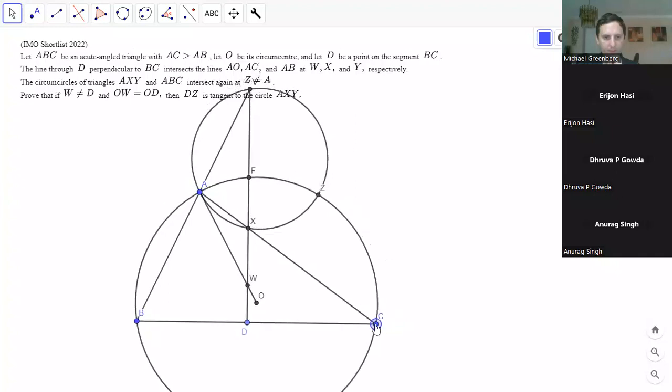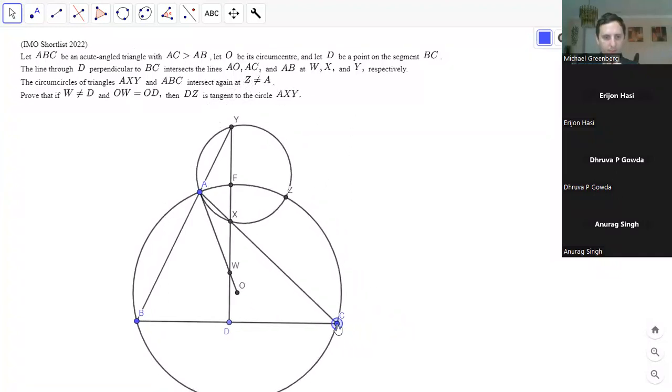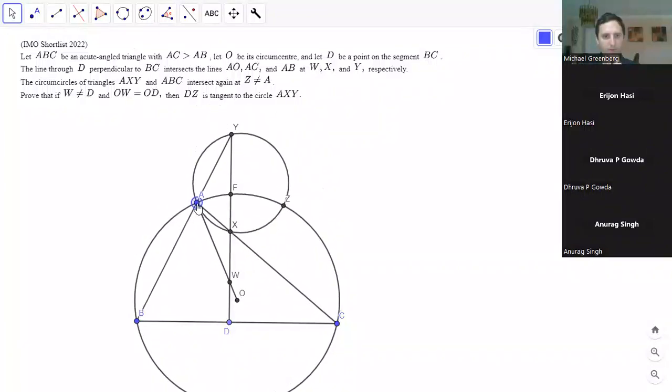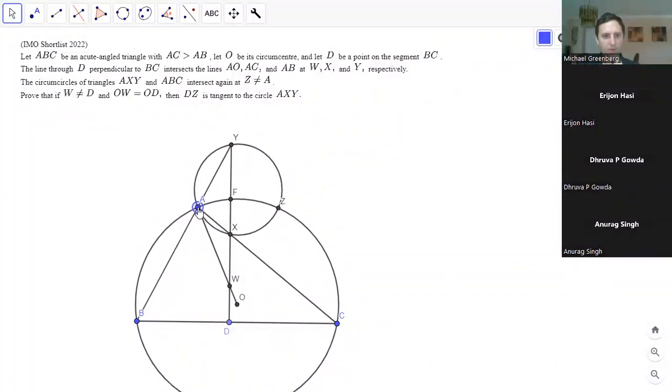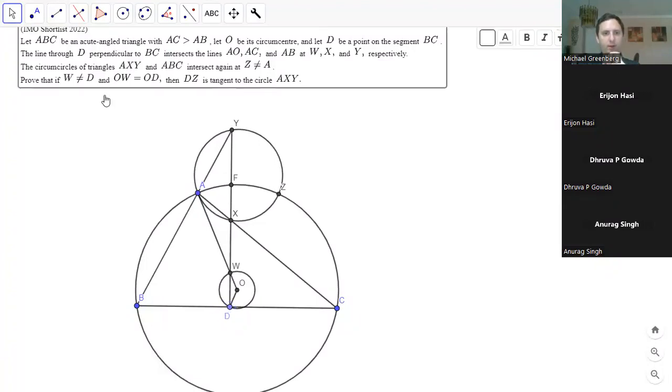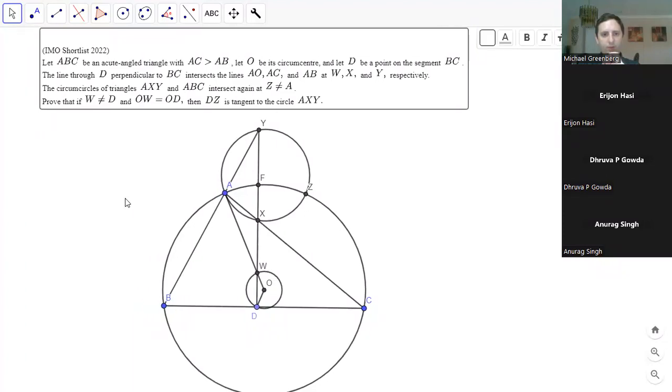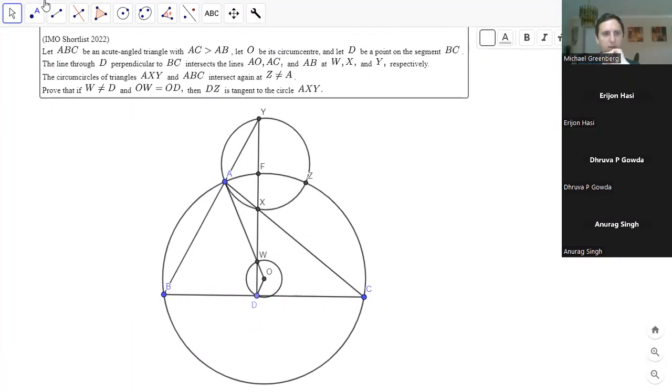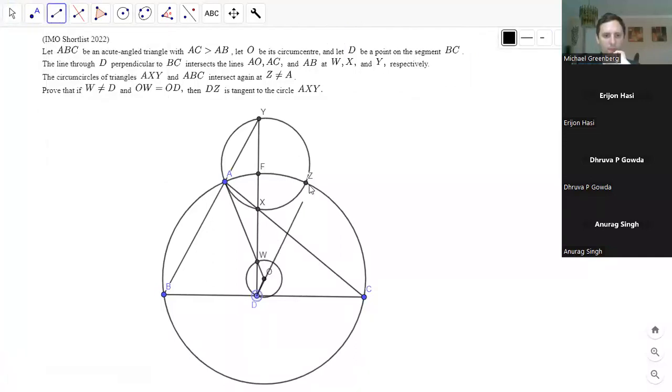What's the best way? If I make this like a taller triangle, I think it might be a little easier to think about. So we want OW equals OD. There's probably a way to draw this figure exactly. For now, I'll just do it like that. And BZ is tangent to the circle AXY. I wonder if OD and Z are collinear in that case.